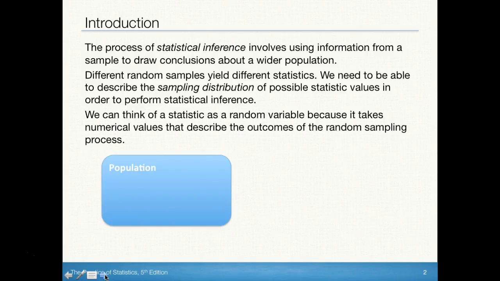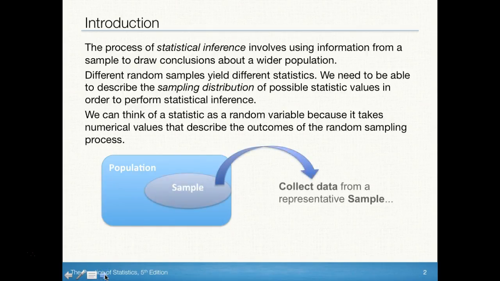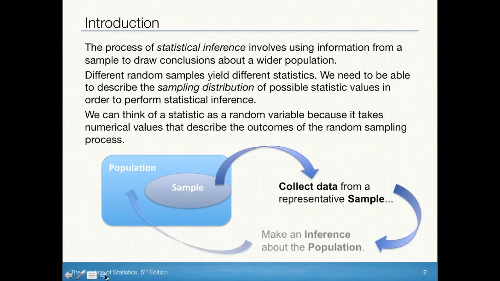So the main idea of what we're going to be doing in the second semester is called statistical inference. We have a population of interest that we're trying to estimate something about, and so we take a sample. And from that sample, as long as it's a representative sample, so simple random sample, stratified random sample, not convenient sample, then that allows us to make an inference about the population.